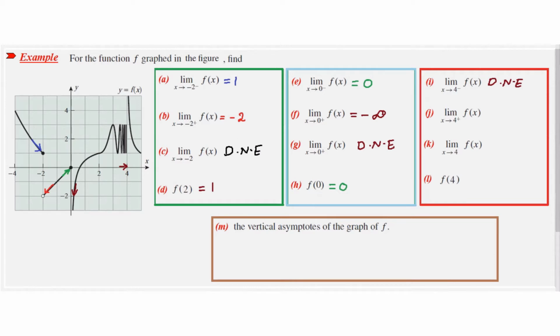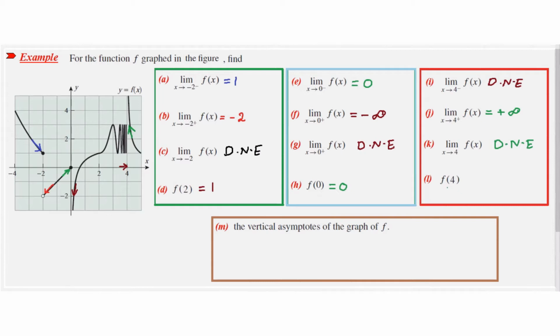Limit of f(x) when x goes to 4 from the right, this is 4 from the right, and it goes to +infinity. So the limit of f(x) when x goes to 4 does not exist, and we have different values for the limit from the right of 4 and from the left of 4.